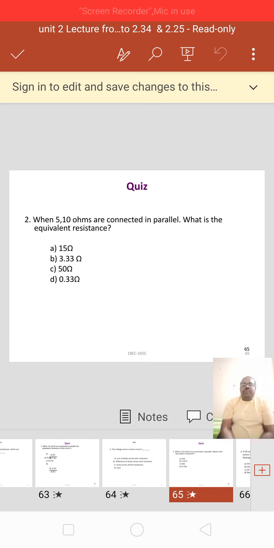Sorry, 5 into 10 is 50, by 5 plus 10, 15. 50 by 15, 5 threes are 15, so 10 by 3, that equals 3.33 ohms. That is D. Answer for this quiz question is D, 3.33.